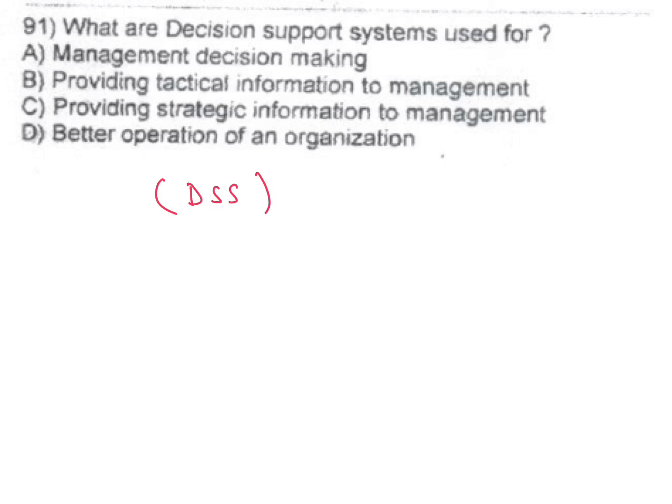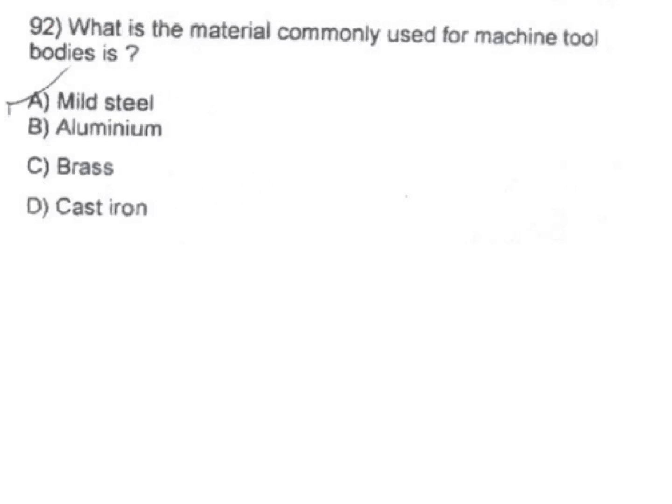What is the material commonly used for machine tool bodies? Damping should be high. So here cast iron is the best damping material among the four.